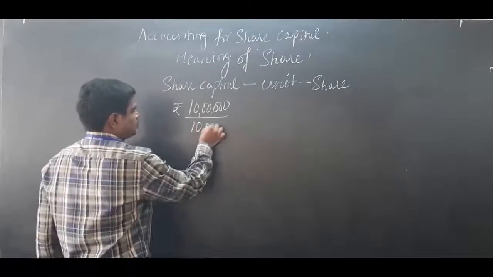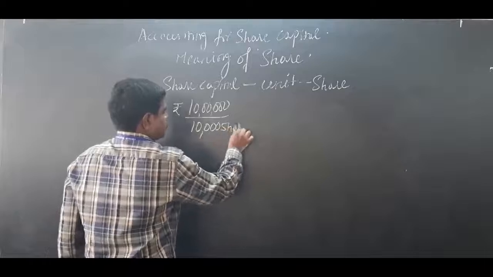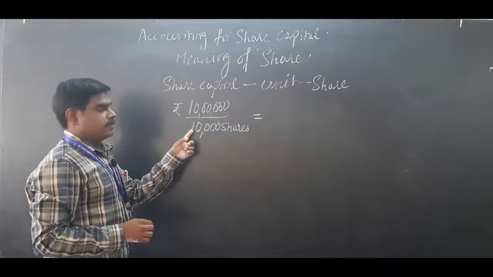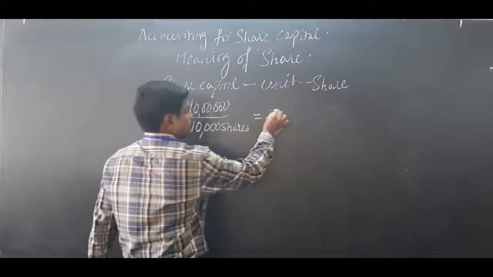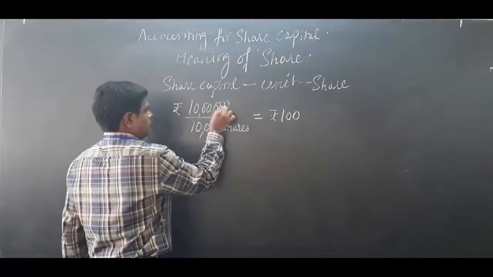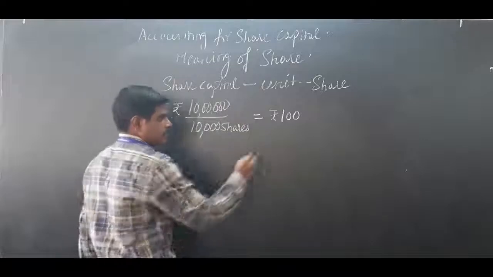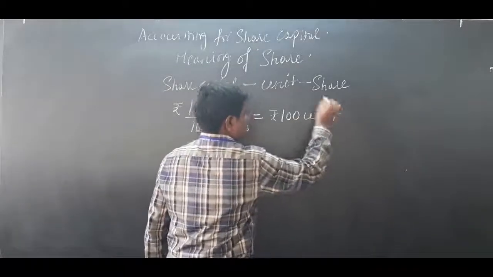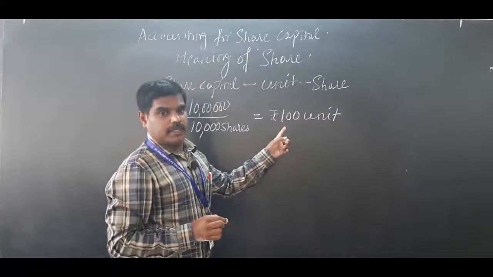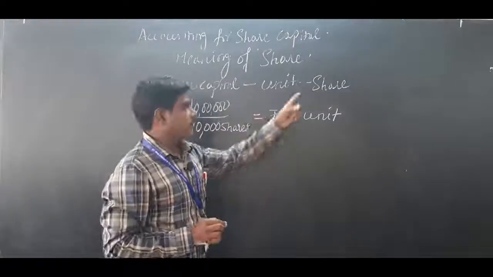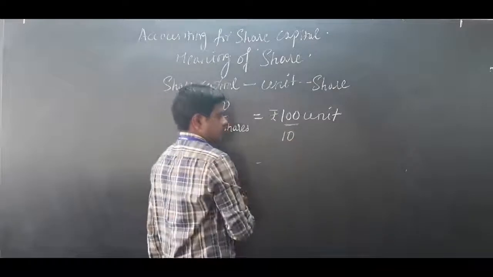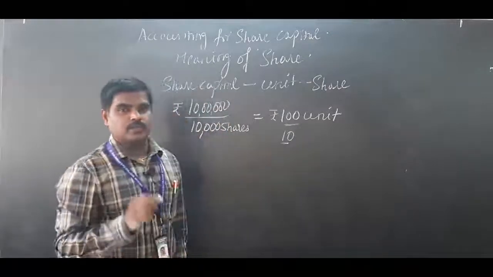The company is authorized to issue 10,000 shares. That means the share capital of a company will be divided into a number of shares. So you are getting 100 rupees. This is called 1 unit. If anybody wants to become a shareholder, they have to pay 100 rupees. So 1 unit is what we call a share. 1 share value is 100 rupees. In some companies it may be 10 rupees. 10 rupees is what we call 1 unit.